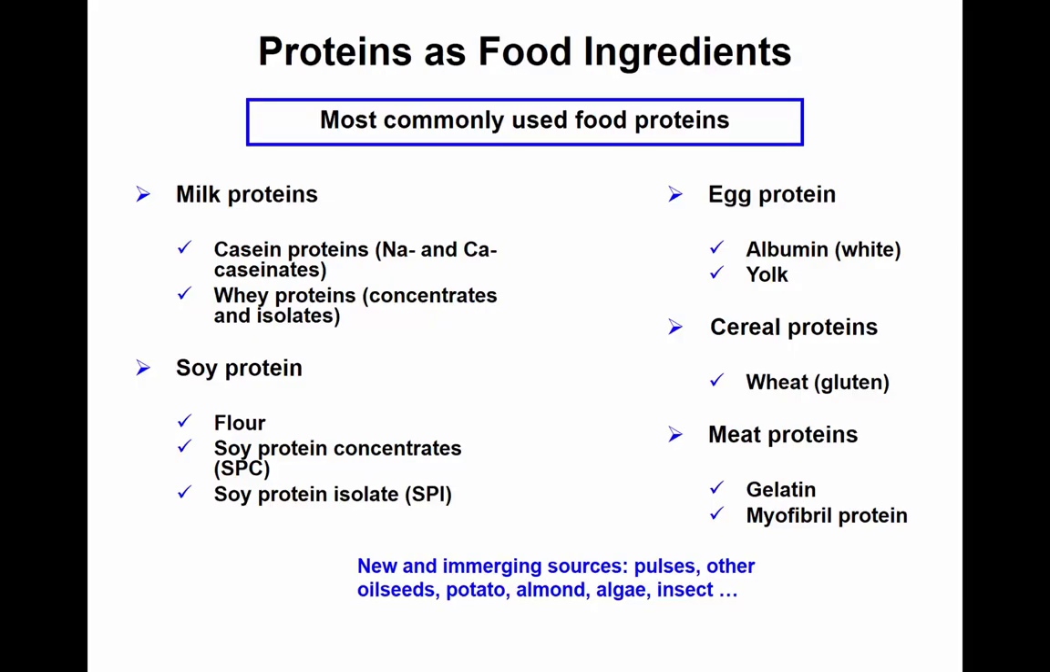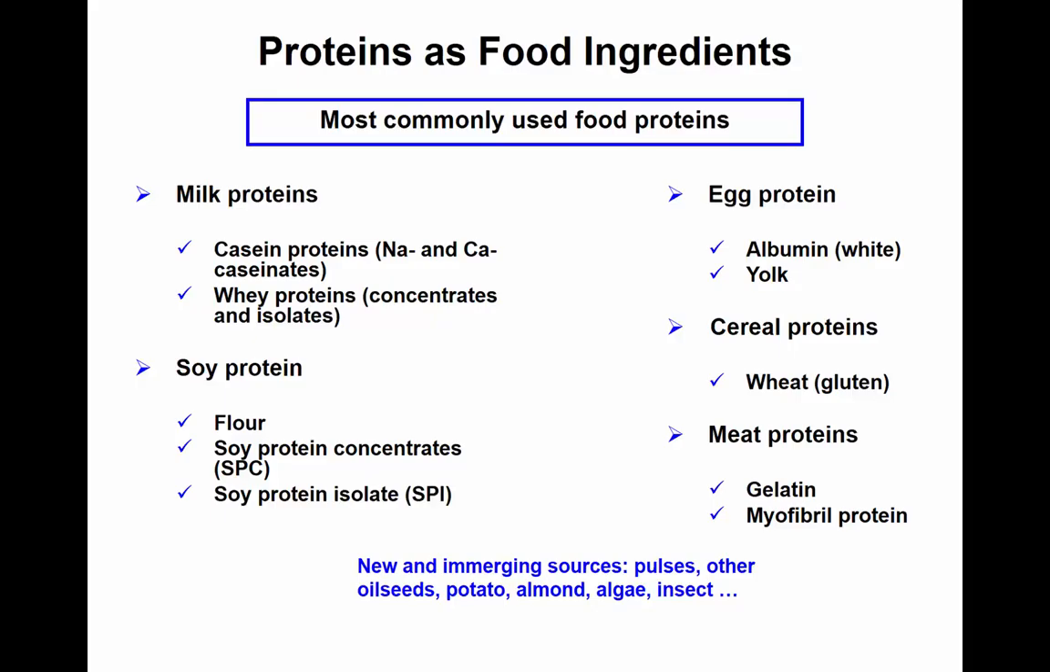Isolates, if you hear the term isolate, it's often 90% minimum protein, but it can go up to 95 or 96% protein. Protein concentrates and isolates are produced using different techniques. And again, we will talk about that towards the end of this protein lecture.